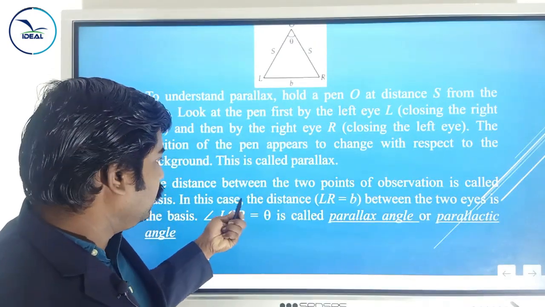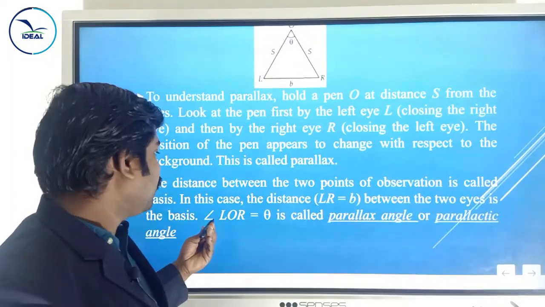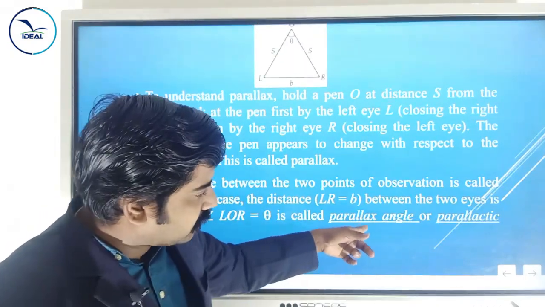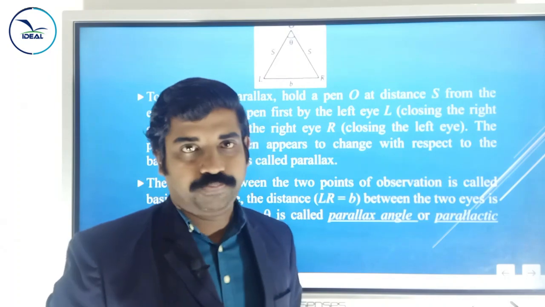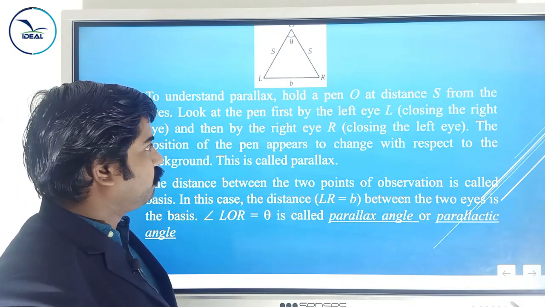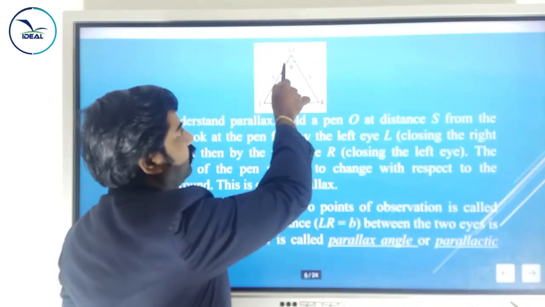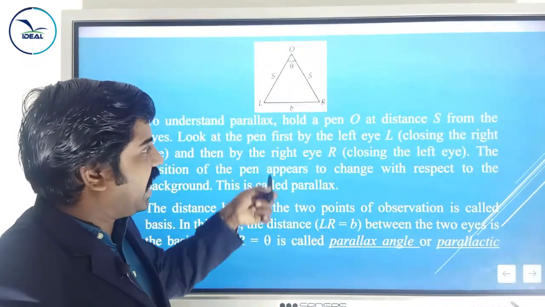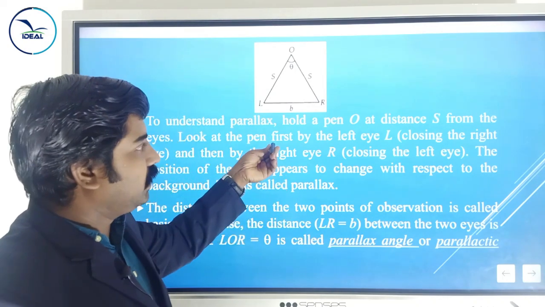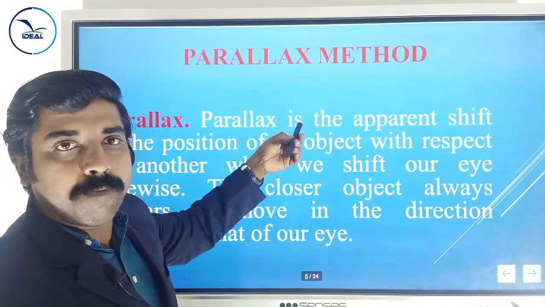The distance LR is equal to B, the base between the two eyes, and the angle LOR made with these observations is theta. That is called the parallax angle or parallactic angle. The distance between the observation points is called the base. Clear? This is one method for finding large distances, the parallax method.